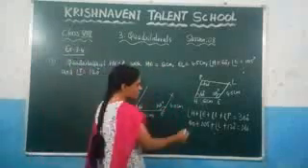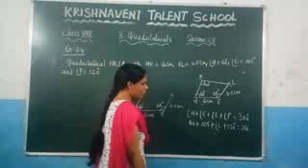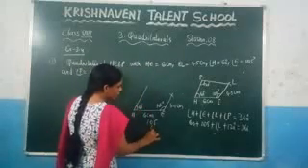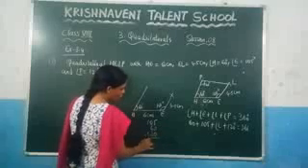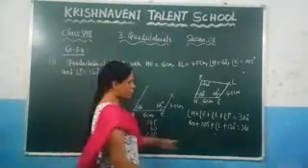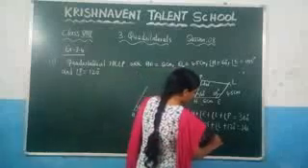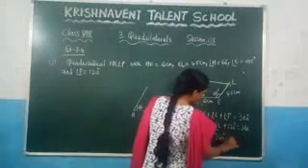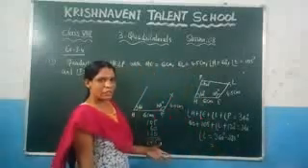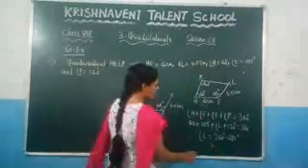Just add these 3 values: 105, 60 and 120. How much are you getting? 285. So angle L is nothing but 360 degrees minus 285. What is the value of 360 minus 285? Which gives you 75.